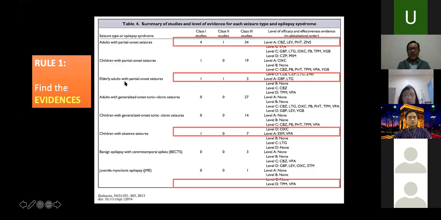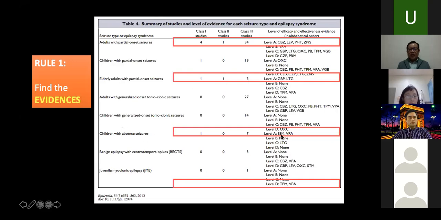Second, elderly. Class 1, there are a few class 2 and 3 as well, is gabapentin and lamotrigine. Lamotrigine is in fact a medication with very few side effects. But interestingly, gabapentin has become one of the level A treatments for elderly as well. Third, absence seizures in children.